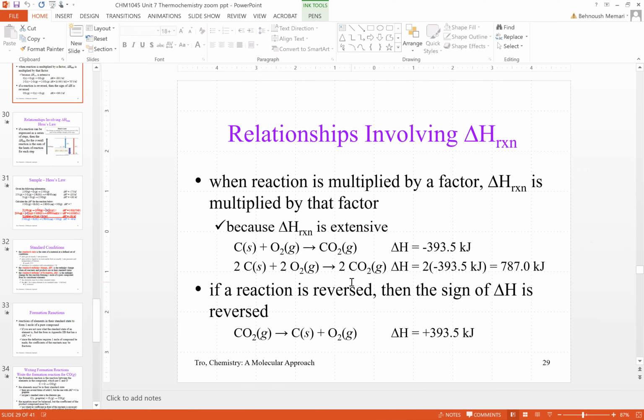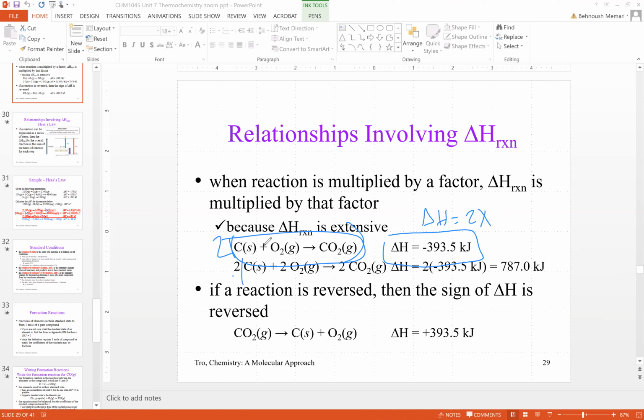Delta H for a reaction, if it's given, is reaction specific. So delta H for this balanced equation is minus 293.5 kilojoules. Now, if you double this reaction, you multiply the whole reaction by 2, so you are going to multiply the delta H also by 2.